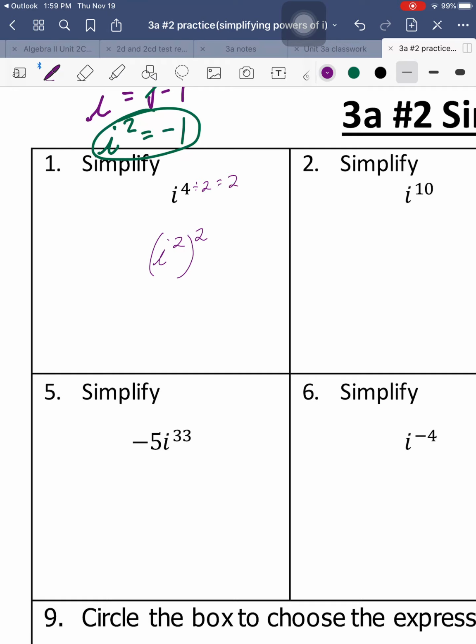So 4 divided by 2 is 2. The 2 goes on the outside. The reason we're dividing by 2 is because we're looking at i squareds. Remember, i squared is equivalent to negative 1. So I'm going to change what is in parentheses to negative 1. And negative 1 squared, so the square just comes down. Negative 1 squared is negative 1 times negative 1, which is positive 1. So i to the fourth is positive 1.